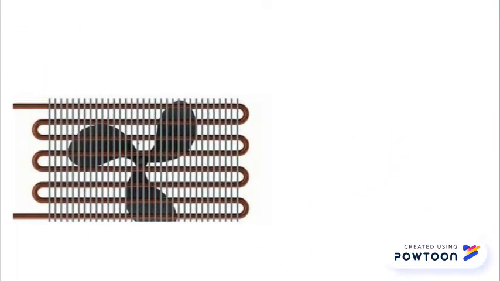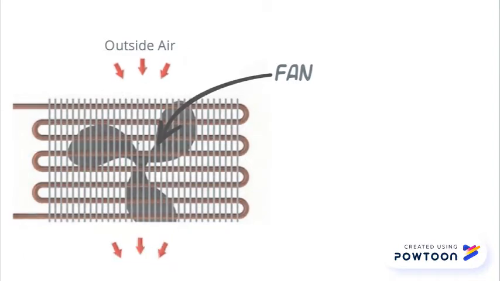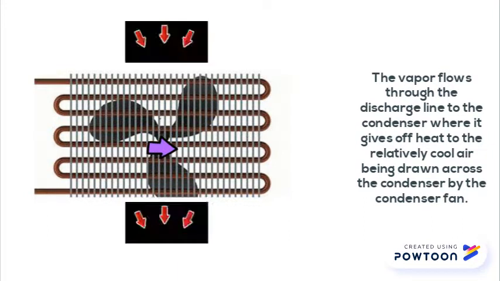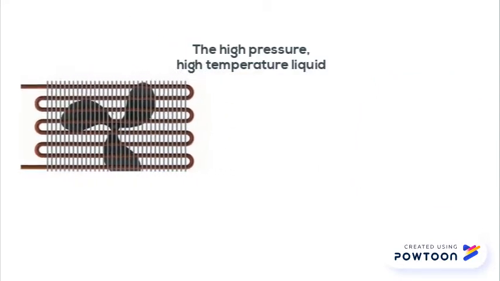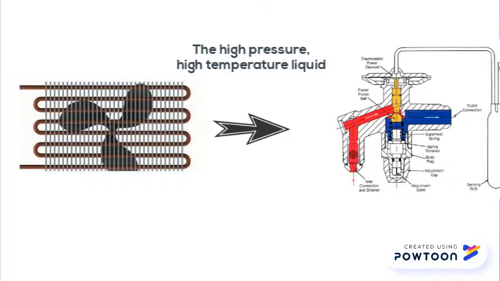The condenser coil is a series of piping with a fan that draws outside air across the coil. As the refrigerant passes through the condenser coil and the cooler outside air passes across the coil, the air absorbs heat from the refrigerant, which causes the refrigerant to condense from a gas to a liquid state. The high-pressure, high-temperature liquid then reaches the expansion valve.